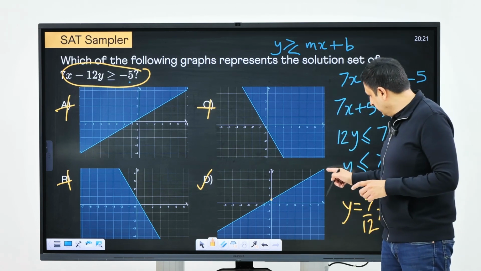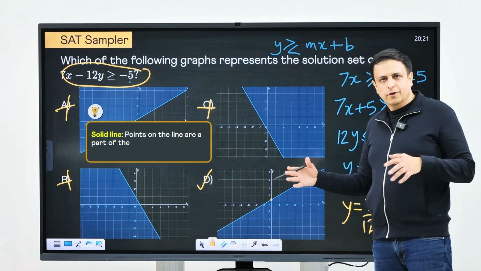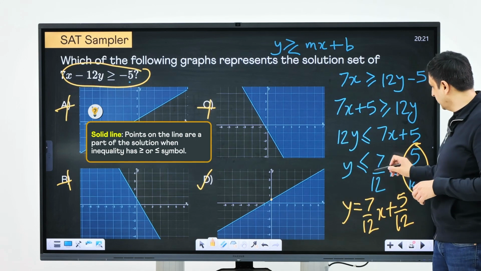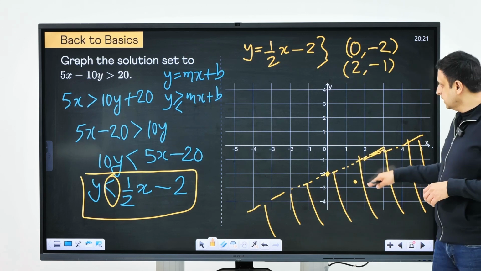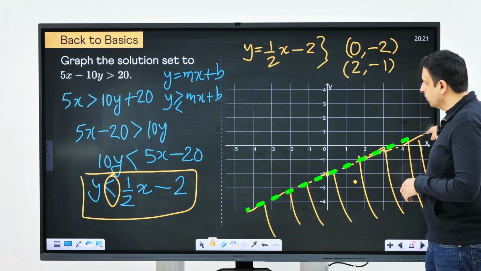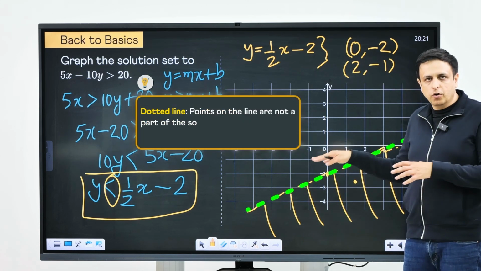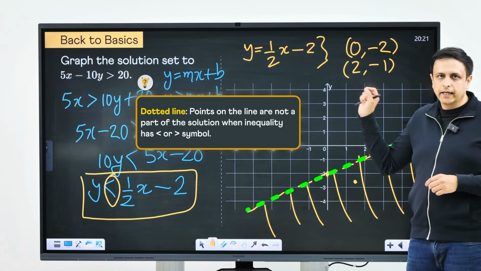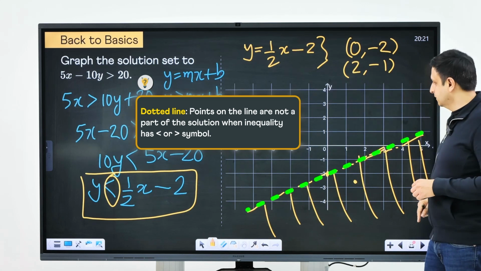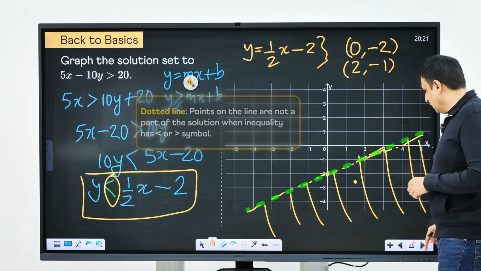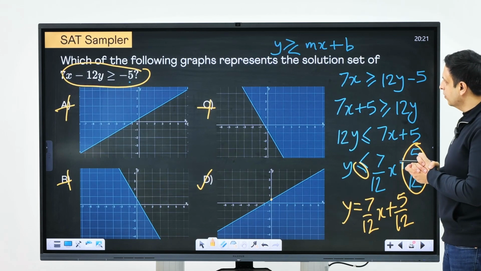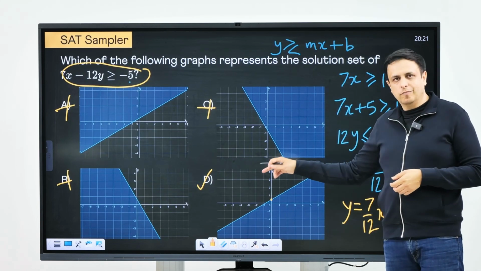And once again, reiterating that points on the boundary line will also be part of the solution set because we have an equal to sign here. Whereas in the previous case, this boundary line that I drew here, points on this boundary line would not be part of the solution set because you only have a less than sign in that inequality. Okay, so in this case, therefore, the correct answer is option D.